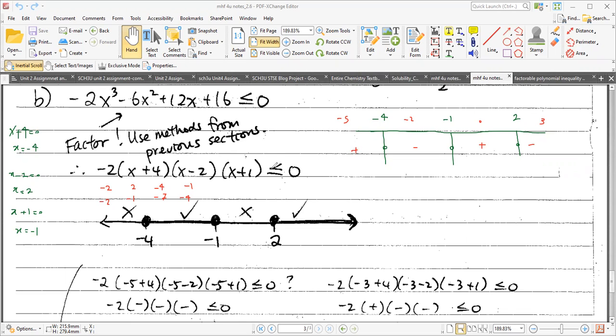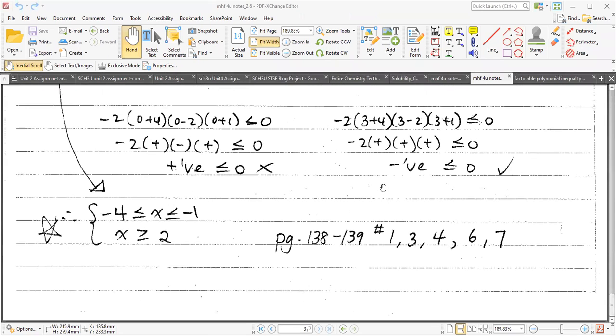Now I need to look at the area where the whole thing is negative, right? Which area is that? So this area is negative, and this area. So when x is between, I put equal. Why do I put equal here? Because 0 is included, right? So between -4 and -1. Also, when x is above 2, greater than or equal to 2. So that would be the answer. Okay. And that is the last question.